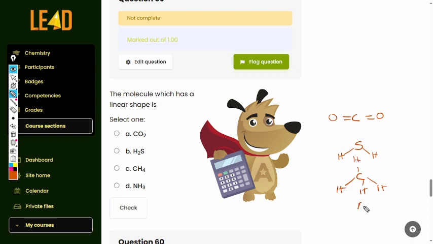Then ammonia is trigonal planar, this way. So the linear one here is CO2. Okay. So A.